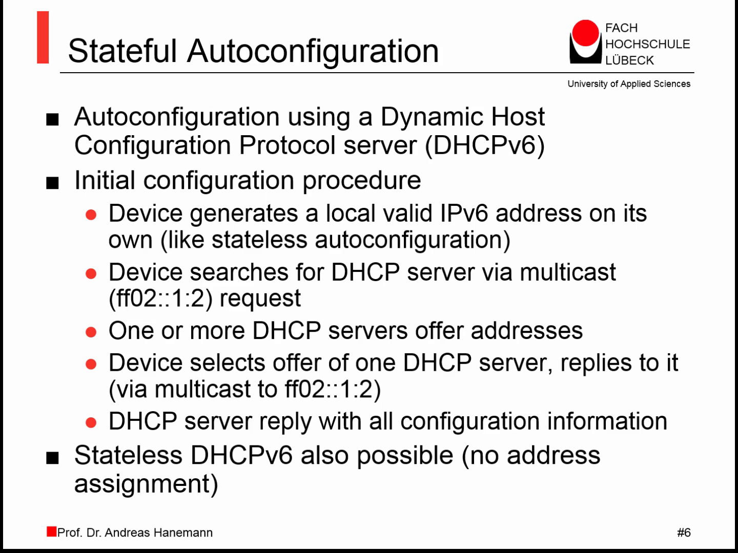In addition to the stateless auto-configuration, there is the stateful auto-configuration, which requires a DHCP version 6 server. The initial configuration requires that a device has already generated a locally valid IPv6 address on its own, as we know it from the first steps of the stateless auto-configuration. After that, this device searches for a DHCPv6 server for which again a specific multicast address is available. There can be one or more DHCP servers that offer addresses based on this request.